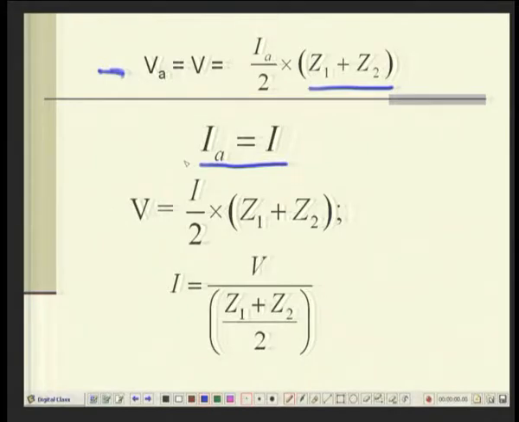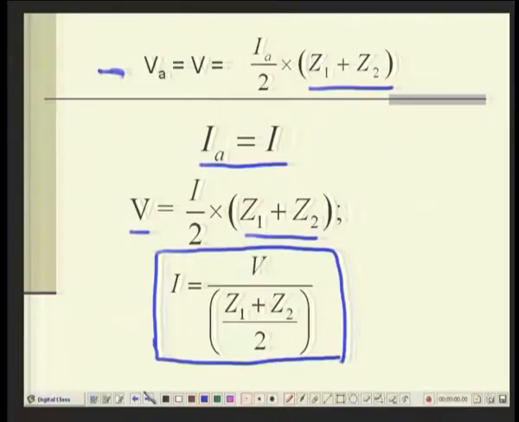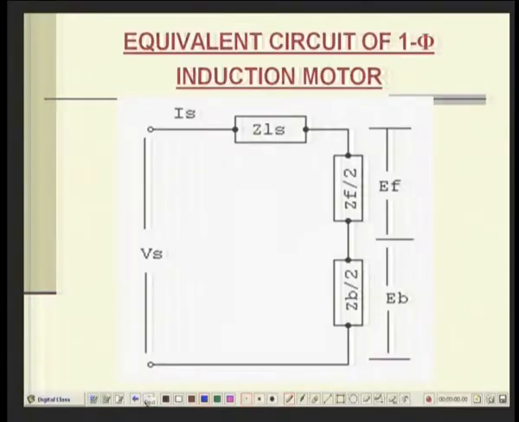Right, and we also said IA equal to I, that is the winding current is same as the supply current, that is V equal to I by 2 into Z1 plus Z2, right. So, we have another relation, if you use a 2 phase model, I equal to V over Z1 plus Z2 by 2. Okay.